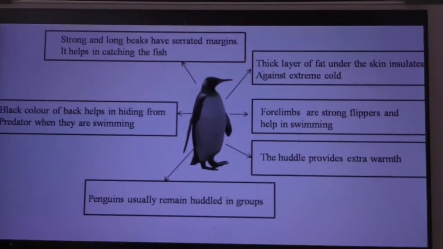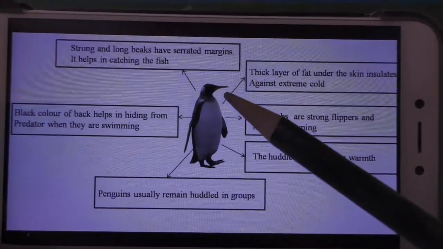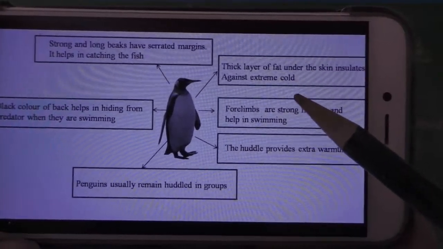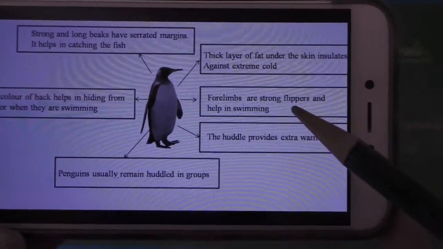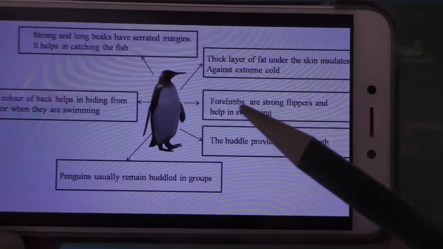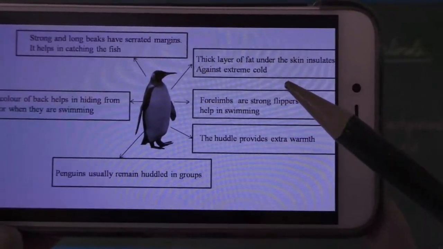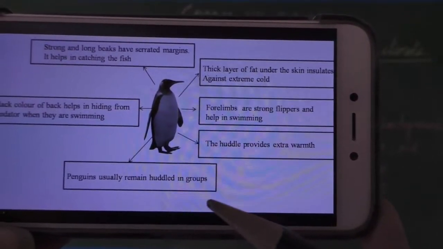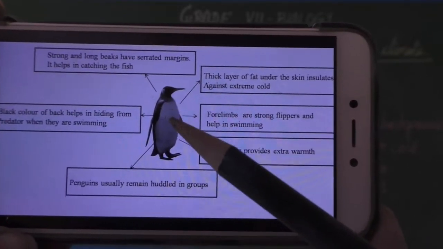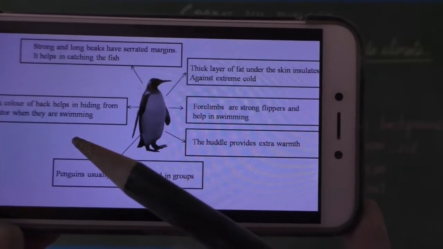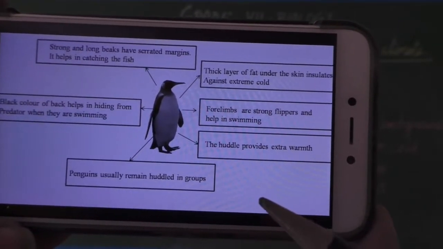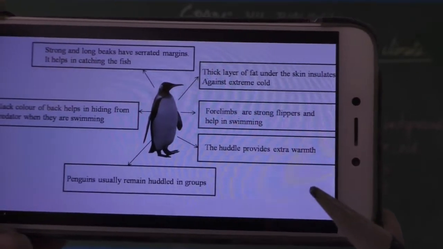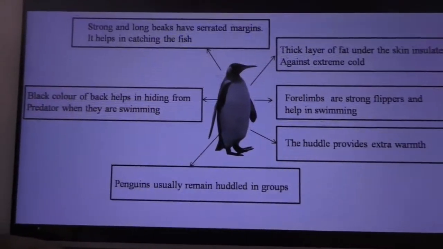Look here, children. See here, its beak is very sharp to catch the fish, isn't it? And fat layer is to keep its body warm. Okay, and white color helps it merge with the background. It has webbed feet to swim in water, and the black and white color, while it's swimming, helps them escape from its predator. Okay, then it huddles together, as I said, to keep its body warm. Is it clear for you, children?